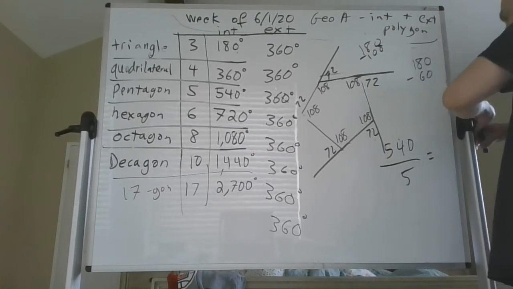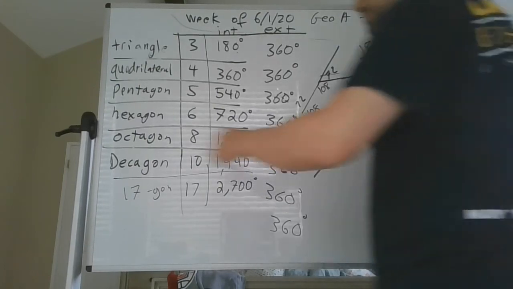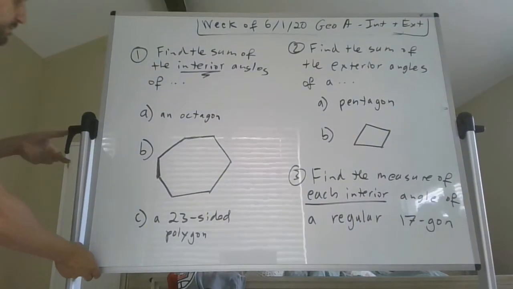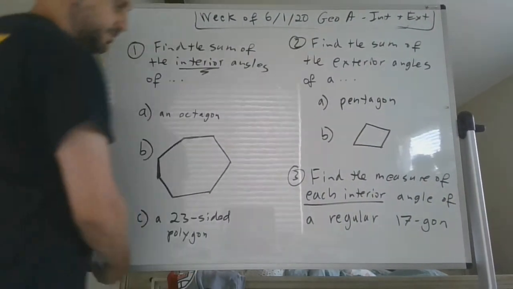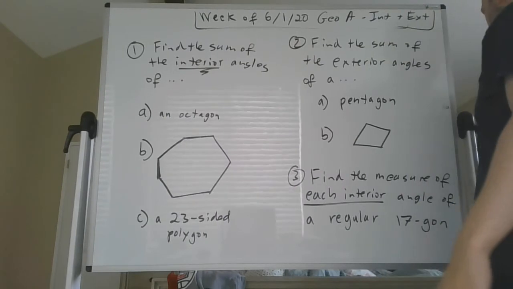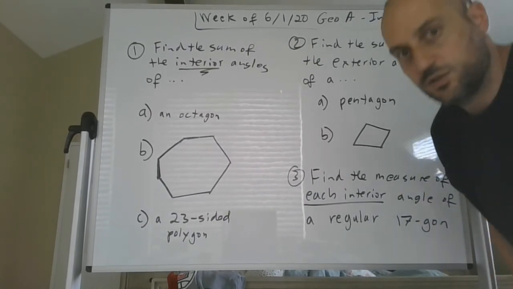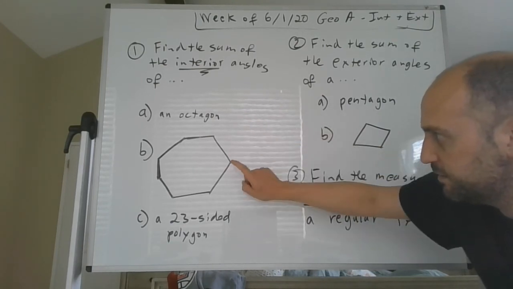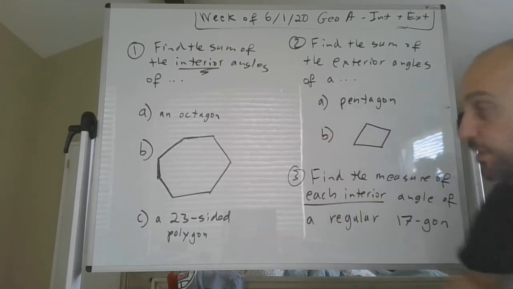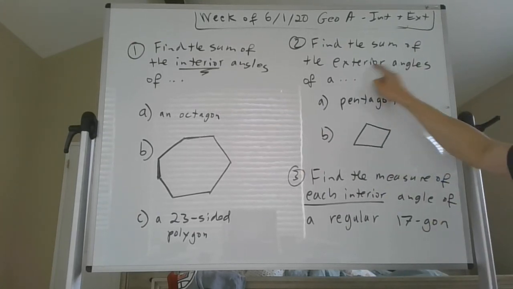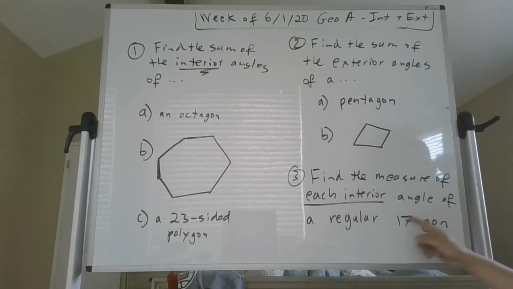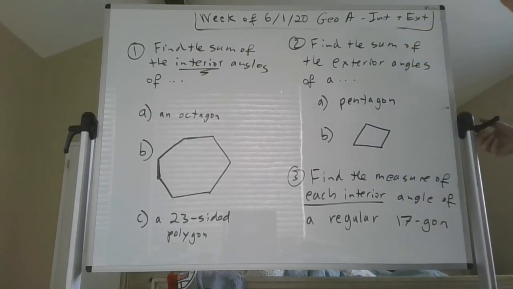Let's flip over for the homework problems. Okay, those are the practice problems. You got number 1, find the sum of the interior angles of an octagon, that polygon right there, and a 23-sided polygon. Next, find the sum of the exterior angles of a pentagon and that. And then lastly, find the measure of each interior angle of a regular 17-gon. Okay, so that's it, guys. That's the homework.